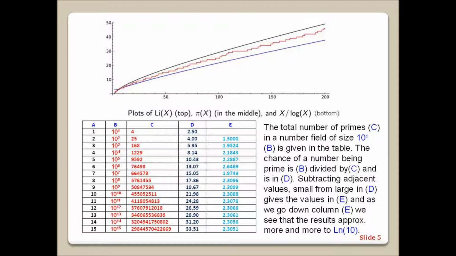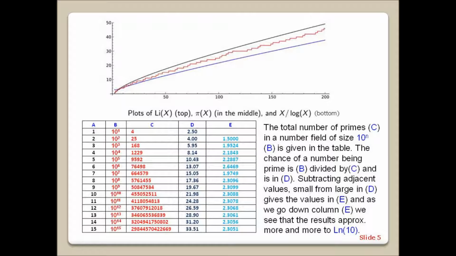For more on the predicting equations, you will need to look them up on Wikipedia or in the Riemann hypothesis videos on YouTube. In order to facilitate the estimation of the number of primes up to any given number, it is of course necessary to get practical measures as a starting point, and the results are shown in the attached table. The total number of primes in a number field of size 10 to the power n are given in columns C and B of the table. The chance of a number being prime is column B divided by column C, and is given in column D.